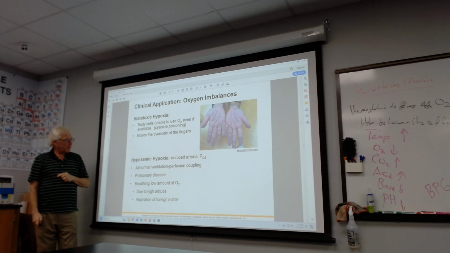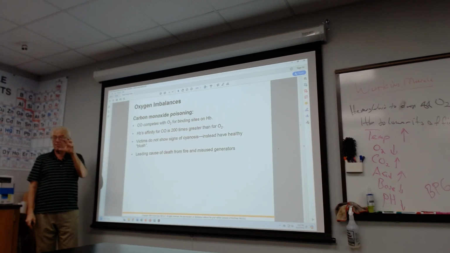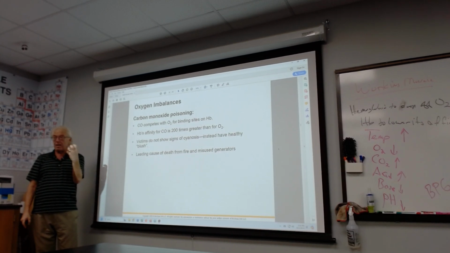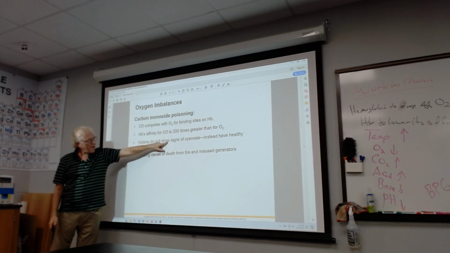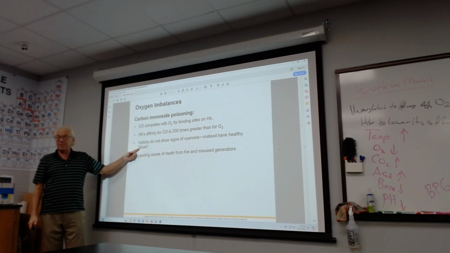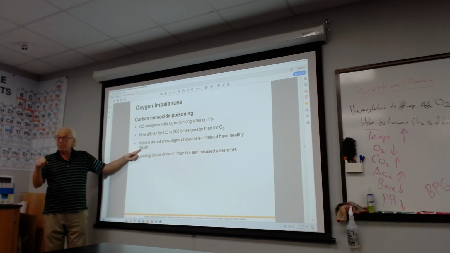All right. And carbon monoxide poisoning. Remember I told you about carbon monoxide taking the place of oxygen on hemoglobin and then staying. Okay? And here, victims do not show a sign of cyanosis. Instead, they have a healthy blush. Why? Because your hemoglobin still has something attached to it, called CO, but that still makes it red. So you don't turn blue. So everybody thinks, oh, you're fine. Got it?